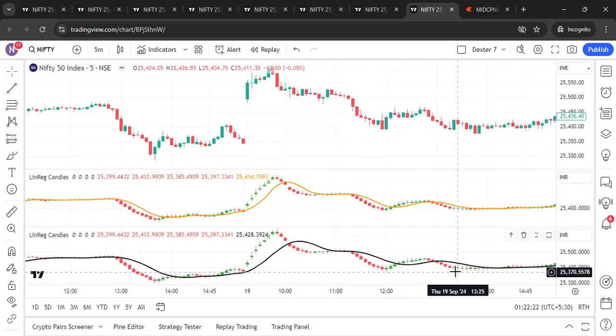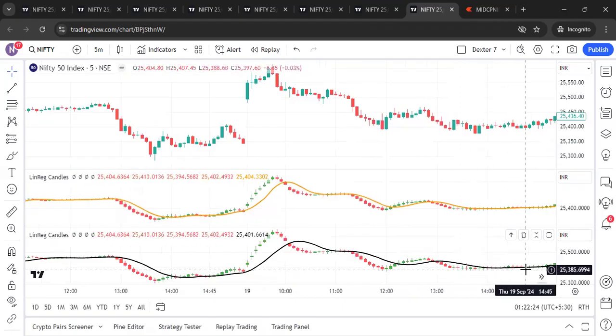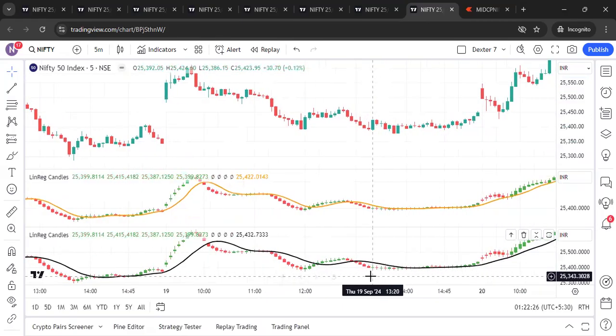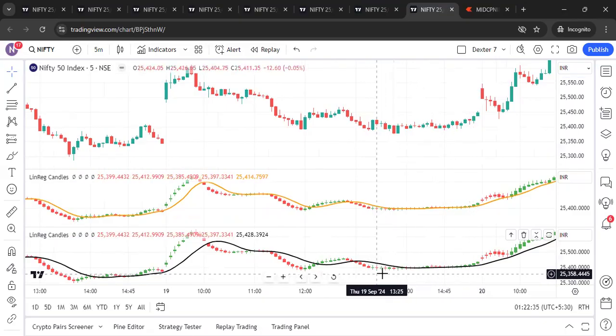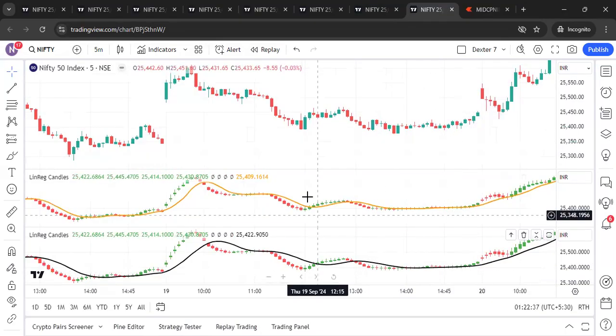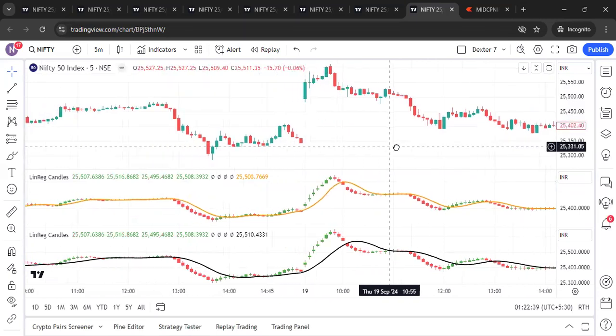Similarly, if you see from here, from 1320, 1325 till 1520, there is not a lot of distance between the candles and the lines. I would not initiate any trades. Anyways, I'm done for the day.